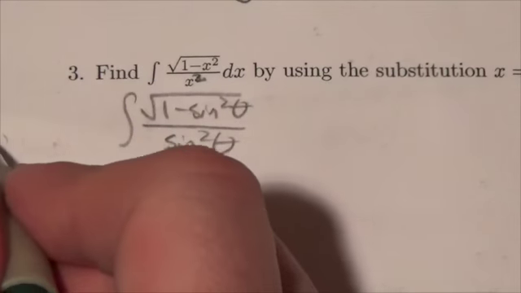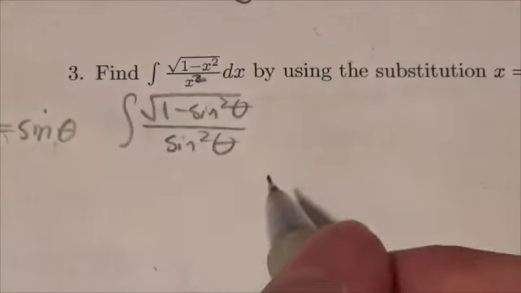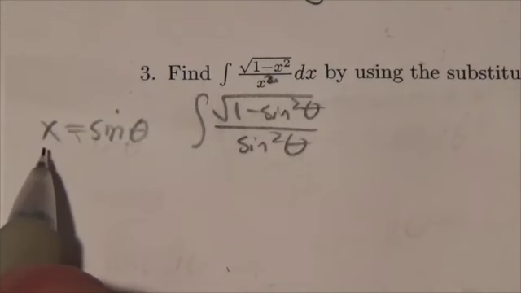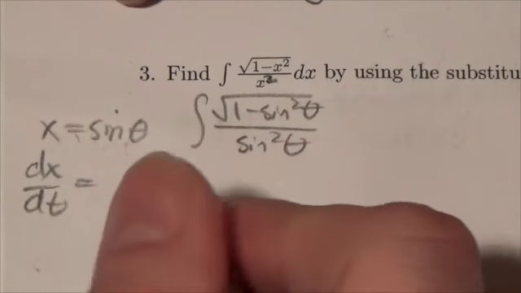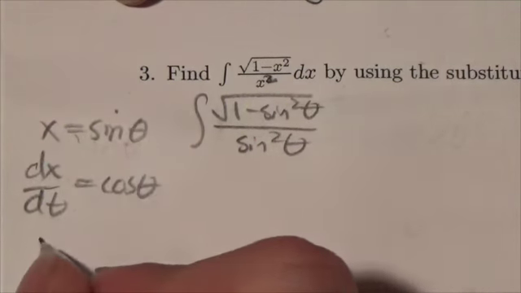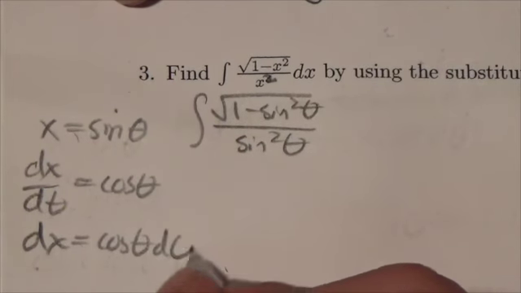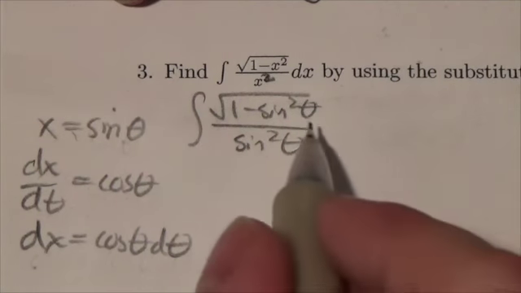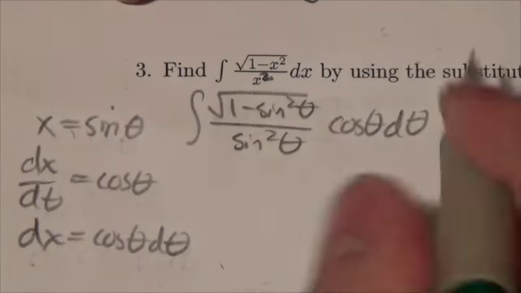dx. Now we still got to get rid of that differential here, change it to a d theta. So we're going to use the fact that x equals the sine of theta. So dx by d theta will equal the cosine of theta. So the differential dx is going to equal cosine of theta d theta. Okay? Now I can plug that into here, make this the cosine of theta d theta.